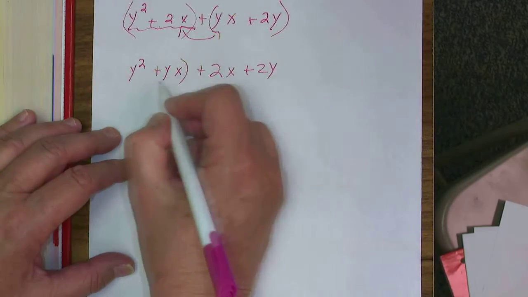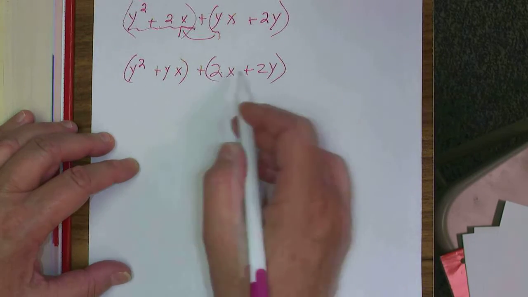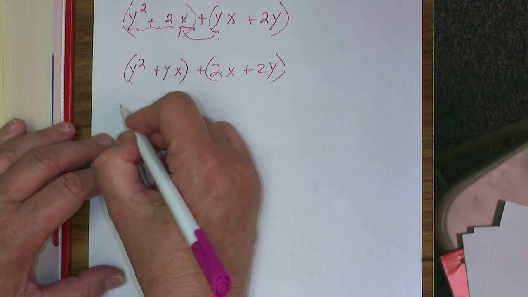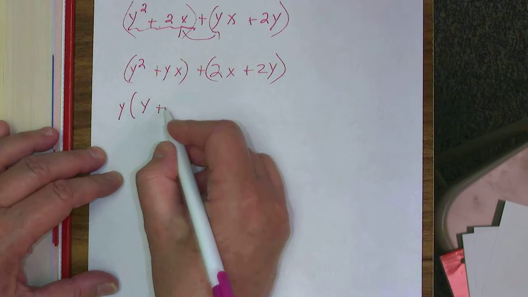So let's group these, because I can quickly see that they both have a y, they both have a 2. So let's take out the y. We're left with a y plus the x.